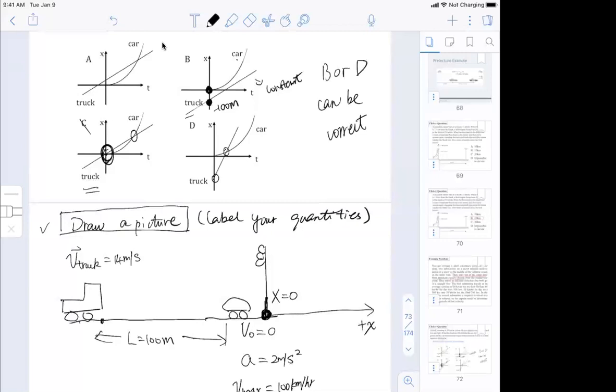So B says the truck is never going to catch up with the car. D says the truck can catch up with the car at some point. So which one is it? Okay, let's figure it out.